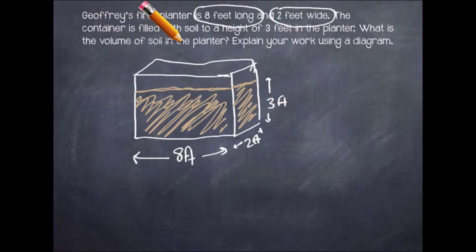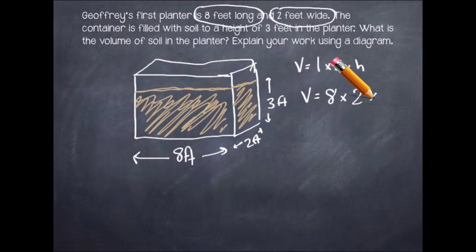So what is the volume of soil in the planter? And we're going to explain our work using a diagram. Well, because of the work we've done, we know that volume is equal to the length times the width times the height of whatever rectangular prism we're trying to find the volume of. So if I take my length of 8 feet, my width of 2 feet, and my height of 3 feet, and multiply those together, I would get my volume. So 8 times 2 is 16, times 3 is 48.